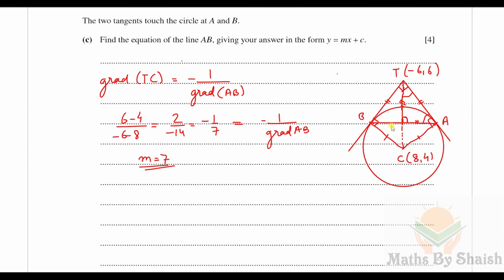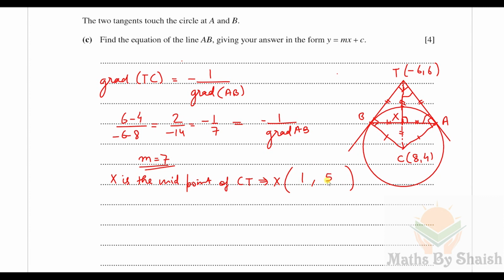And if in any quadrilateral the diagonals are equal and they bisect each other at right angles, it means it is going to be a square, and if it is a square they will meet at the midpoint, and the midpoint of this we can take as, let's say, x. So x is the midpoint of CT. It means coordinates of x would be 8 minus 6 upon 2, that is 2 upon 2, 1, and 4 plus 6 upon 2, it is 5. So a point on the line now we got as 1 comma 5.